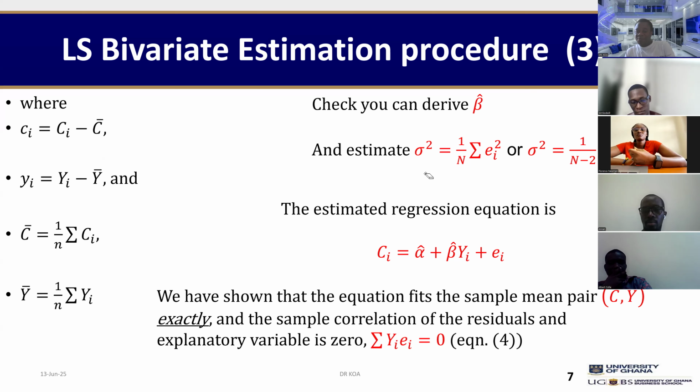And of course, from here, you can also derive the variance of the beta cap. The variance is basically the sigma squared, which is the sum of the error divided by n, which when you simplify, you can just have this one. So we can now say that this estimated regression equation is this.